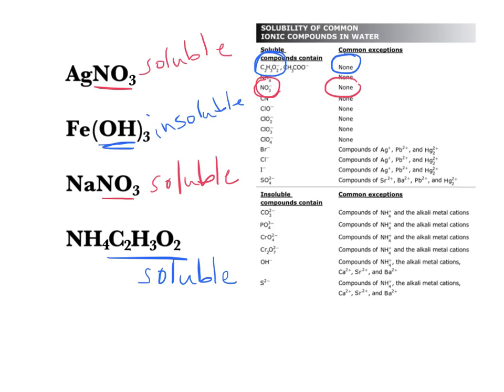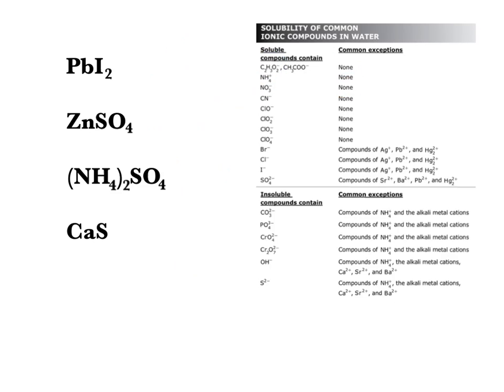For the next set, I want you to look at the substances first and try to figure out on your own whether or not they're soluble before I give you the answers. I'll put them up on the screen. You can see PbI2, ZnSO4, (NH4)2SO4, and CaSO4. Go ahead and try to figure out if these are soluble or insoluble, and I'll give you a second to pause right here.